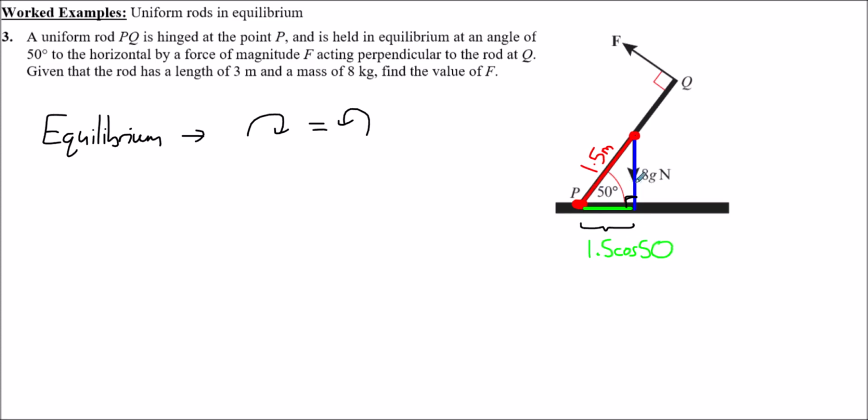So the moment due to this 8g force is 8g multiplied by 1.5 cos 50. Whereas the force going anticlockwise is F, and the distance from F to P, the perpendicular distance, is the length of the entire rod. The length of P to Q is 3 meters. It's F multiplied by 3.